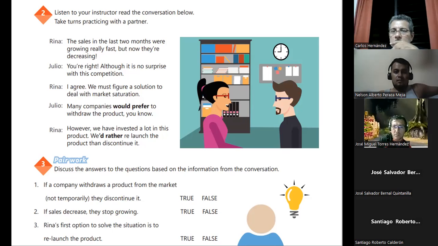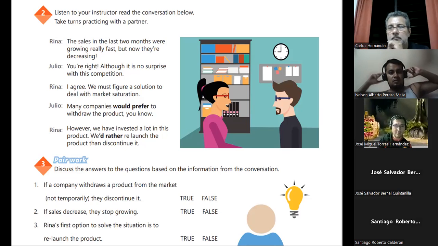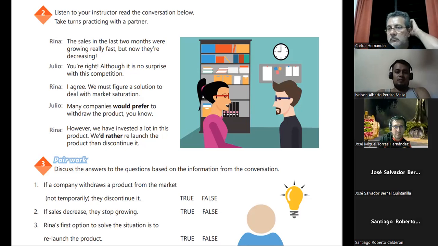The sales in the last few months were growing really fast, but now they're decreasing. You're right. Also, it is no surprise with this competition. I agree. We must figure a solution to deal with market saturation. Many companies would prefer to withdraw the product, you know. However, we have invested a lot in this product. We'd rather relaunch the product than discontinue it. Discontinue it. Yes, discontinue it. All right, good.